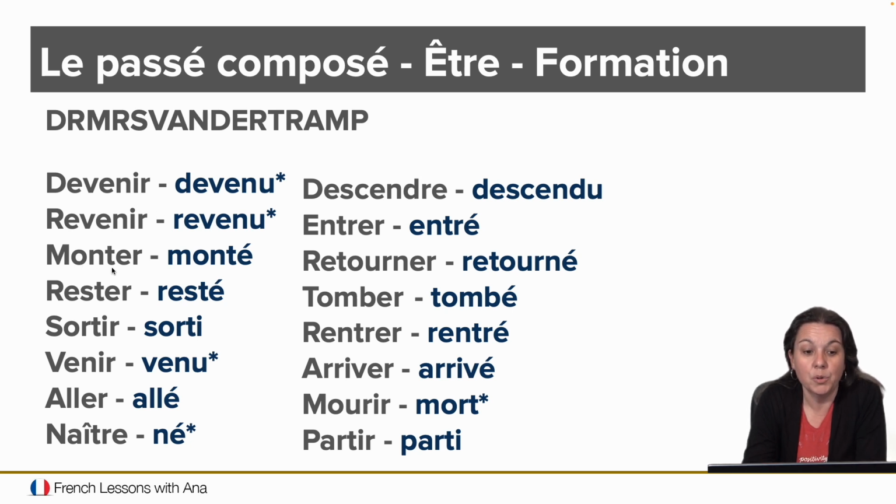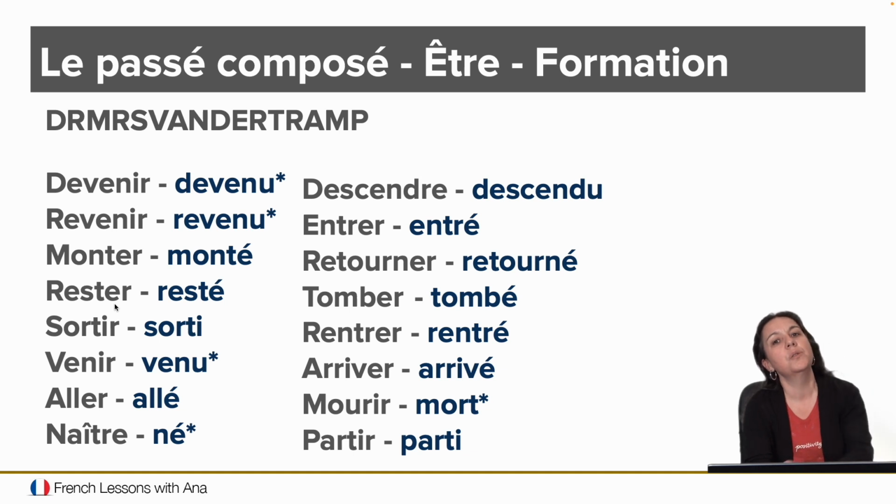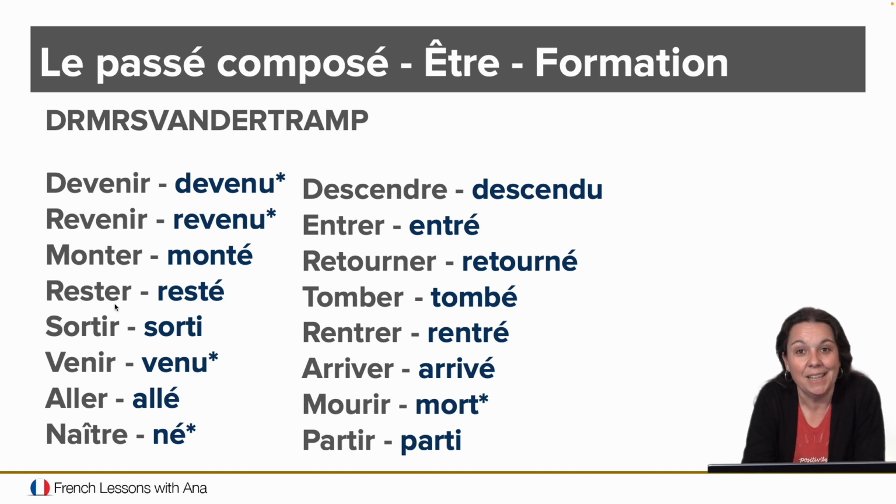Monter, to climb or to go up, it's a regular verb. So er changes to e accent aigu. Rester, be careful with this guy. It does not mean to rest. It means to stay, okay? Relaxer is to rest, okay? So rester means to stay. It's a regular verb. Changes to e accent aigu. Sortir is to go out. Then it's a regular verb, stays as an I.